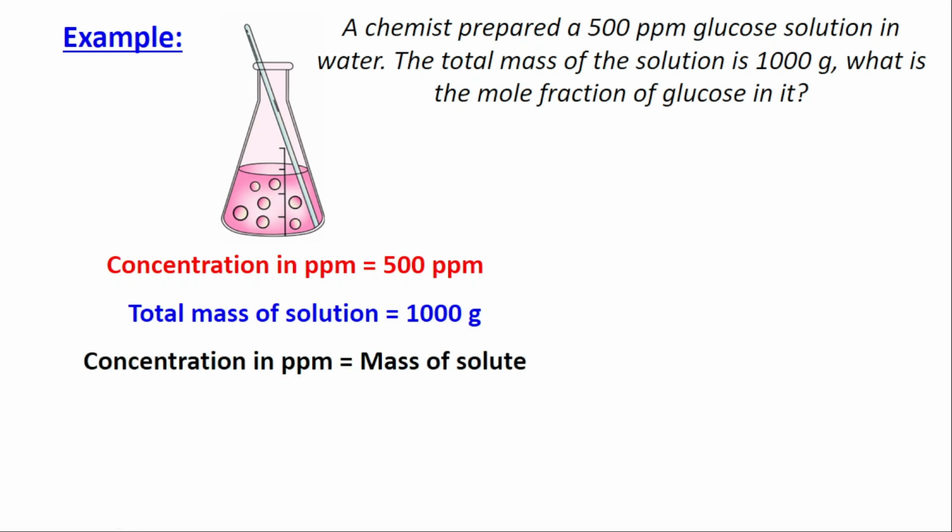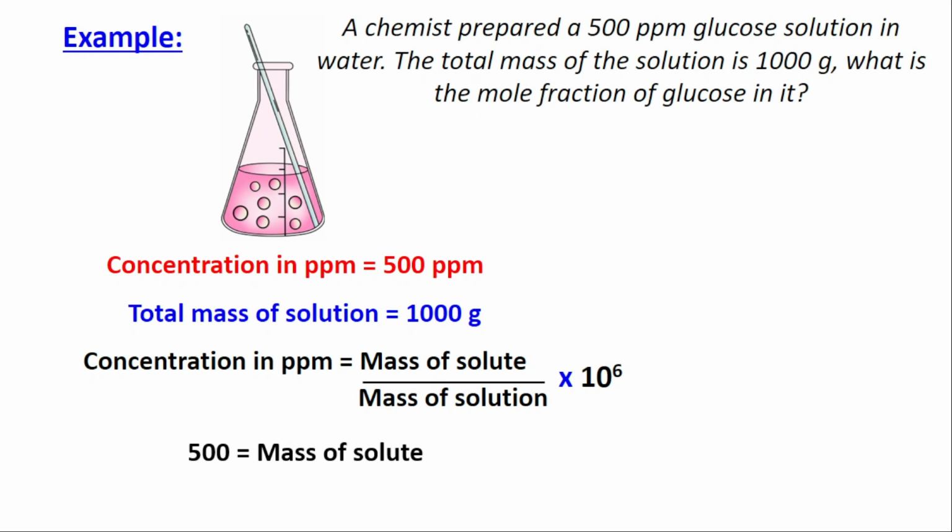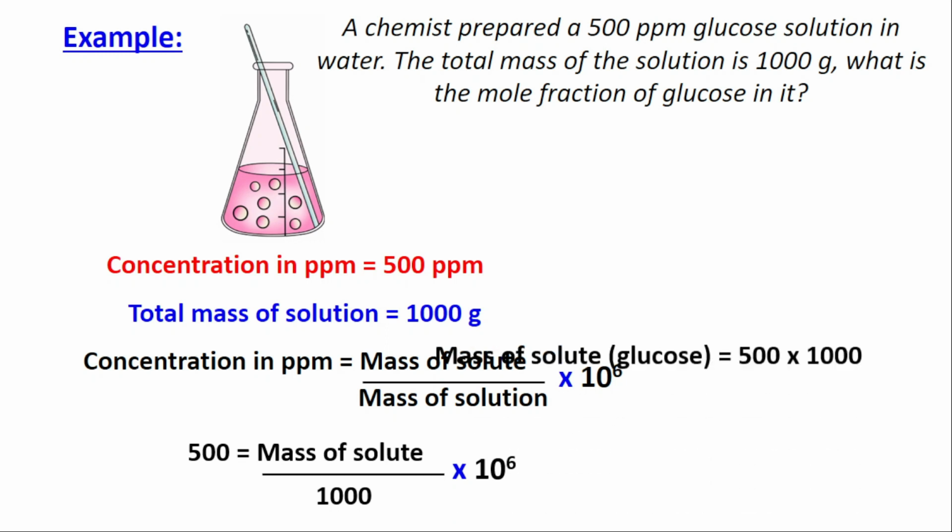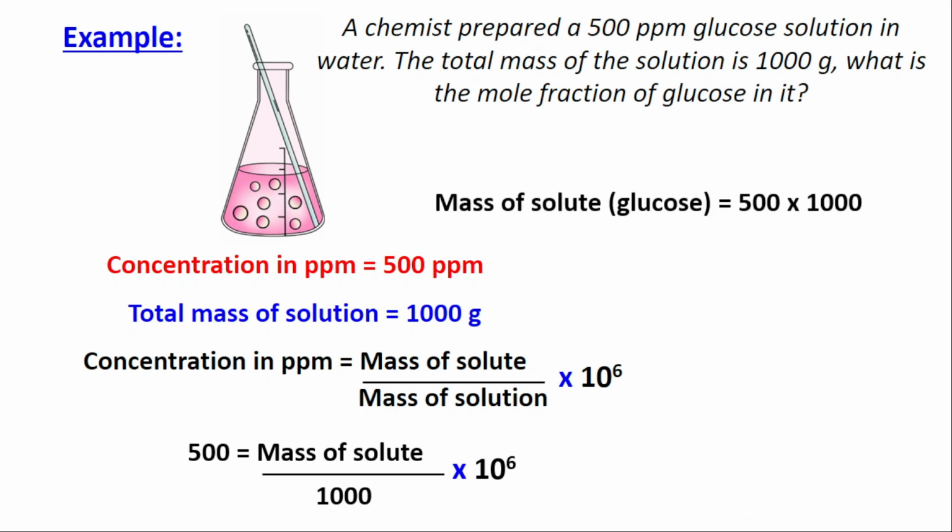We know from the ppm formula that concentration in ppm is equal to mass of solute divided by total mass of the solution times 10 to the power 6. So substituting the provided data, 500 is equal to mass of solute divided by mass of solution, that is 1000, and this entire fraction is multiplied by a million, that is 10 to the power 6. So by cross multiplication, we find the mass of solute, which is glucose in this example. 500 times 1000 divided by 1 million turns out to be 0.5 grams.